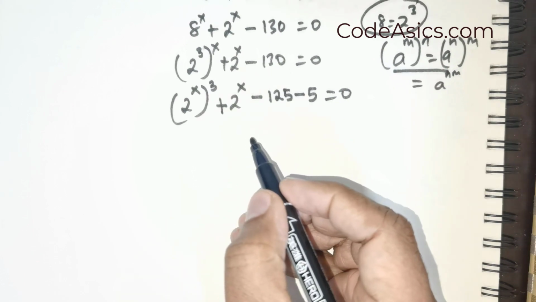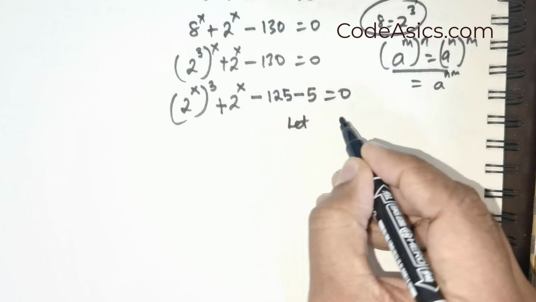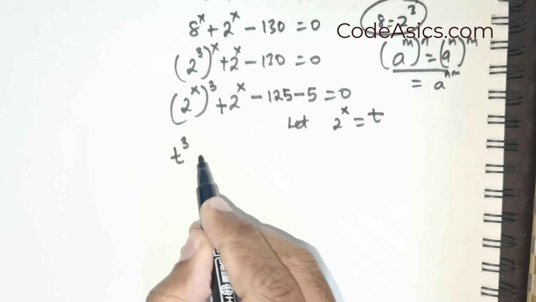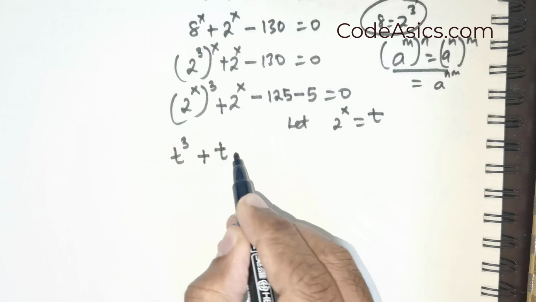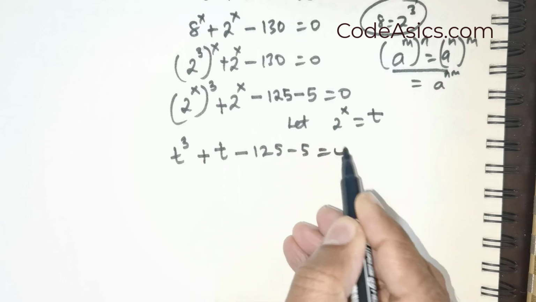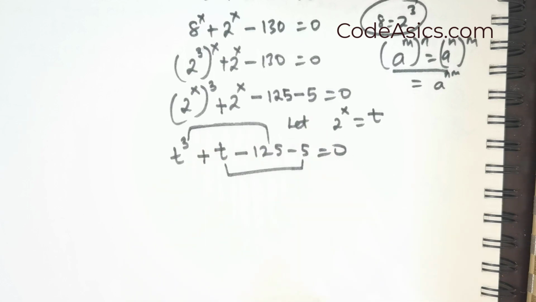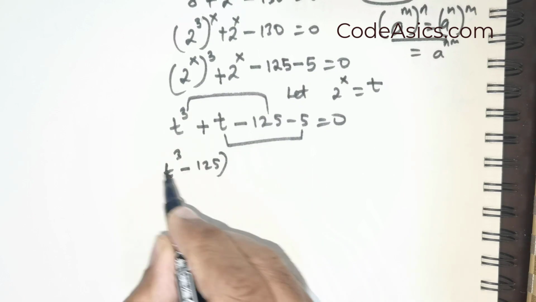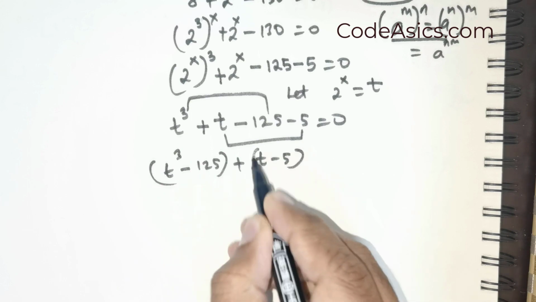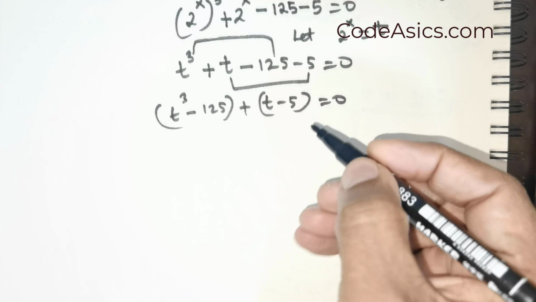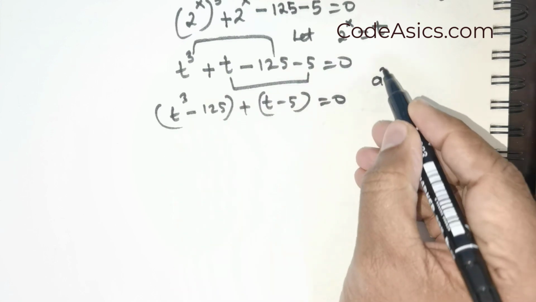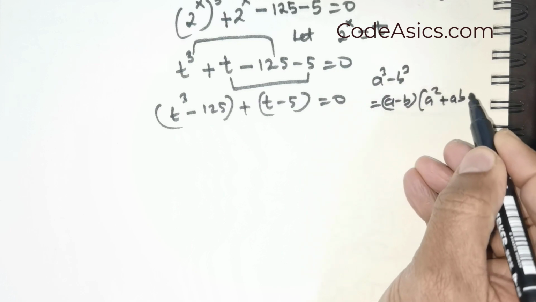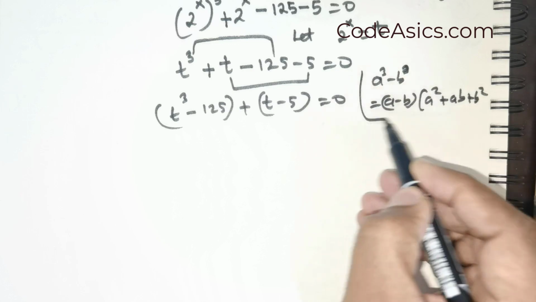Now, having got that out of the way, I would like to let 2 raised to the power of x be some t. So this is going to be t cubed positive t negative 125 negative 5 is equal to 0. I will club these two together. So that would mean I have t cubed negative 125 as one quantity and t negative 5 equal to 0 as another quantity. Now this is actually a cubed negative b cubed, which can be rewritten as a negative b times a squared positive ab positive b squared. So that is a formula I will be using.